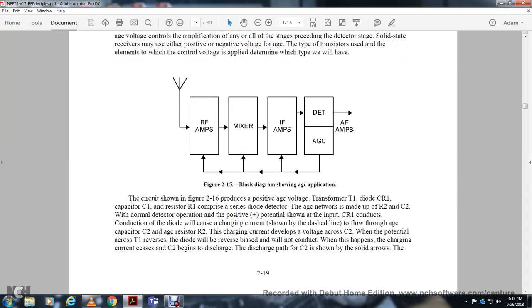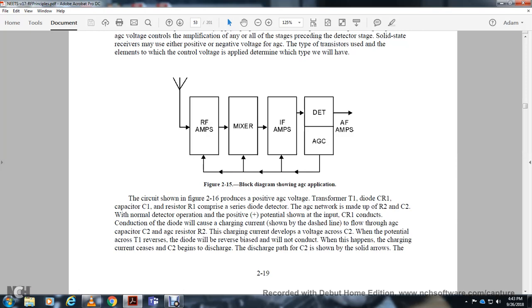The circuit is shown in figure 2.16. The automatic gain control voltage comes from transformer 1 with diode 1, capacitor 1 and resistor 1, combined with the diode detector, and the automatic gain control network with resistor 2 and capacitor 2. During normal detector operation, with the potential showing at the input, diode 1 conducts.